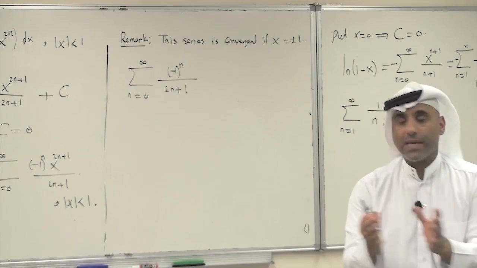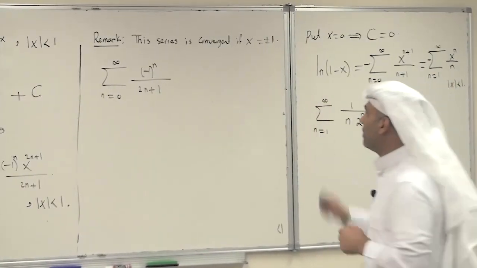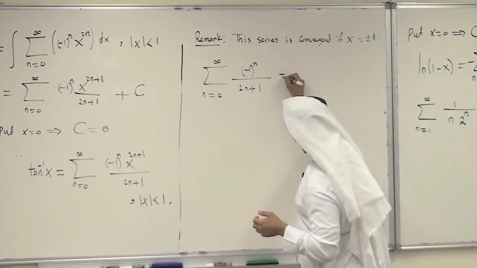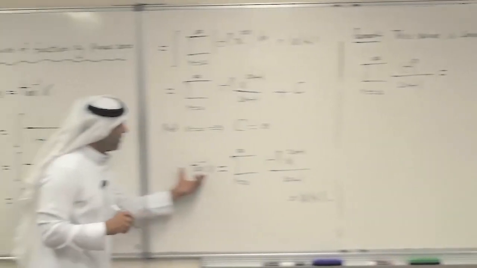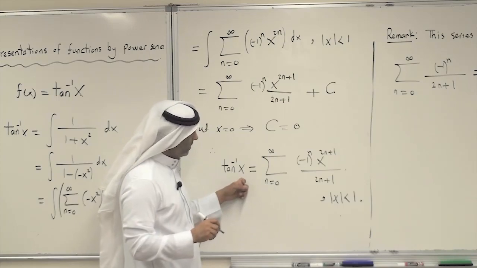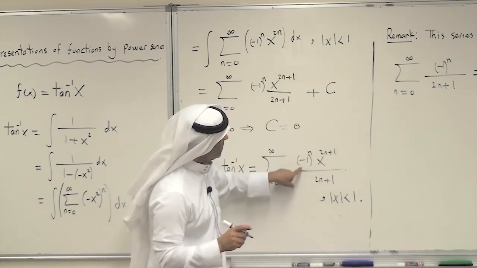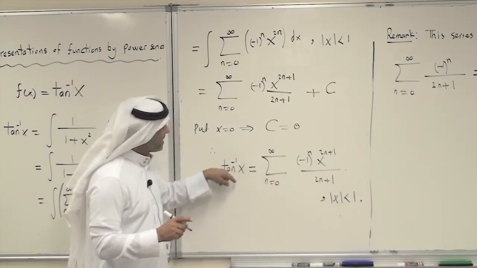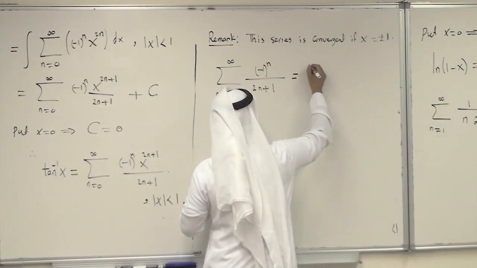A beautiful result can be gained from the representation of tangent inverse and the remark I wrote here. Look, what is this exactly equal to? Look at the nice representation we have here. We said this is still valid if x equals 1. So if I substitute 1 here, I have minus 1 to the n over 2n plus 1. Substituting 1 in the left-hand side, the answer will be pi over 4.